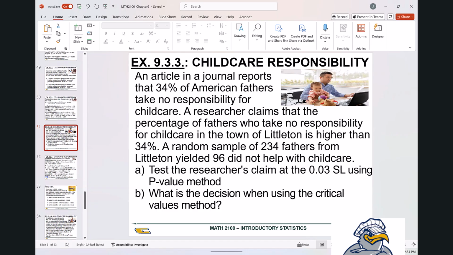So now you can use the methods alternately, right? Either p-value or critical value. But it doesn't matter what method you use, right? The conclusion should be consistent. But here we just want to check whether that's the case here, right?